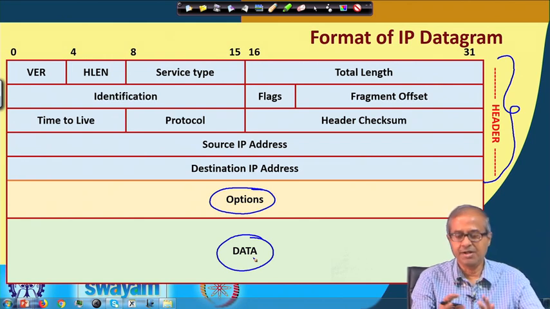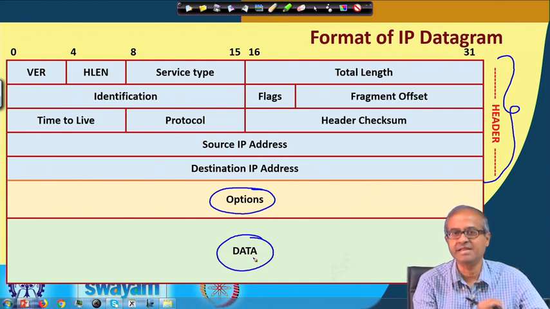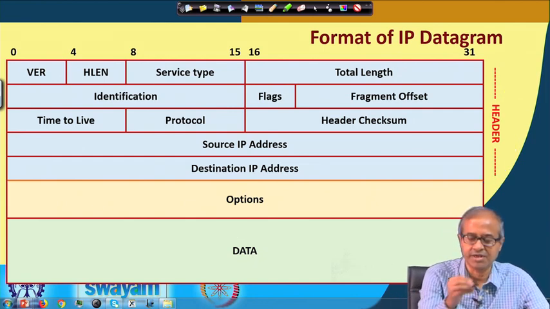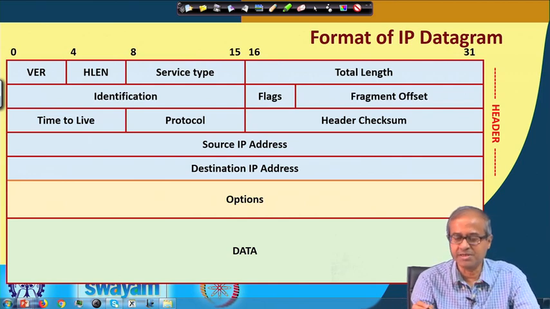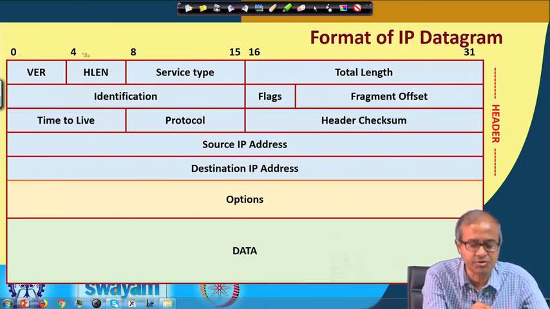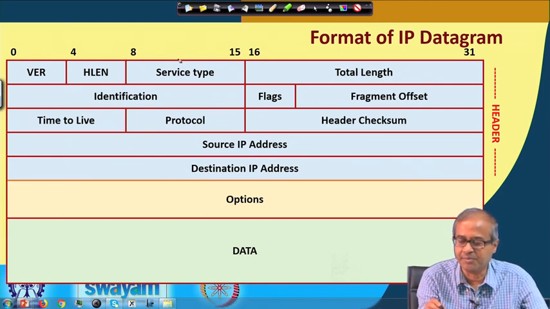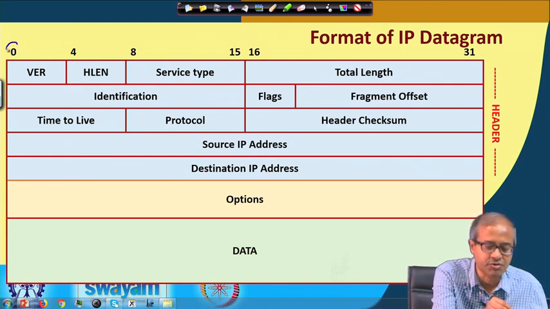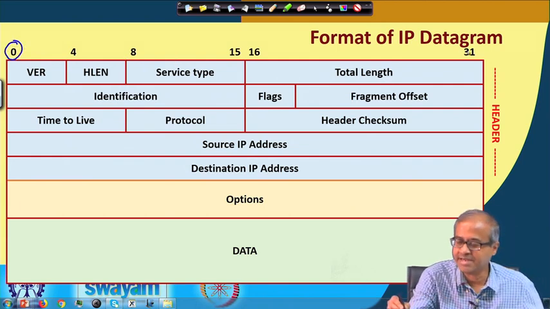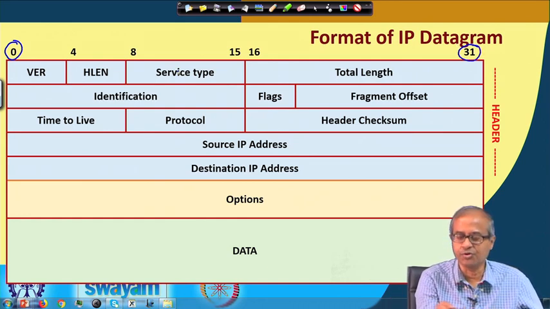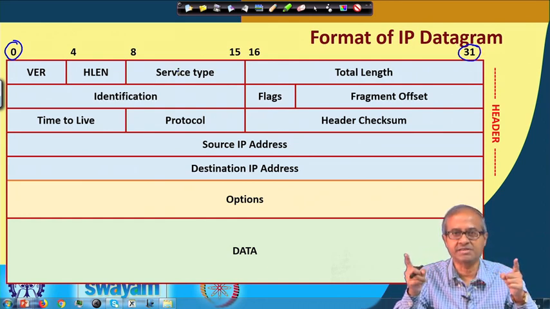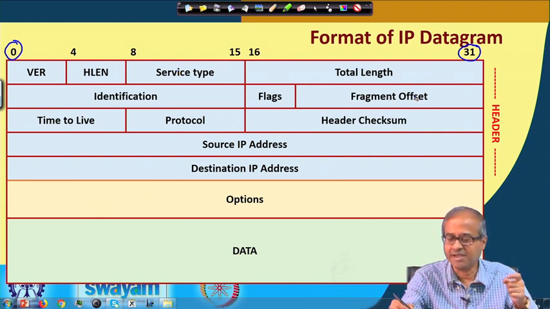Okay. Now, let us see what are the fields that are there in the IP header. Let us look at it. The way I have shown this table is that you see these numbers on top, these are the bit numbers. You see it starts with 0, it ends with 31, which means in every row there are 32 bits, which means 4 bytes, and there are 5 such rows.